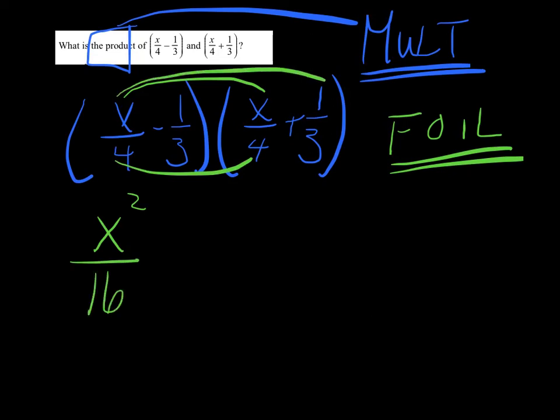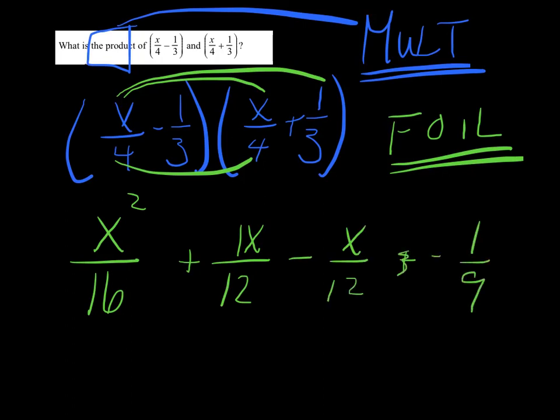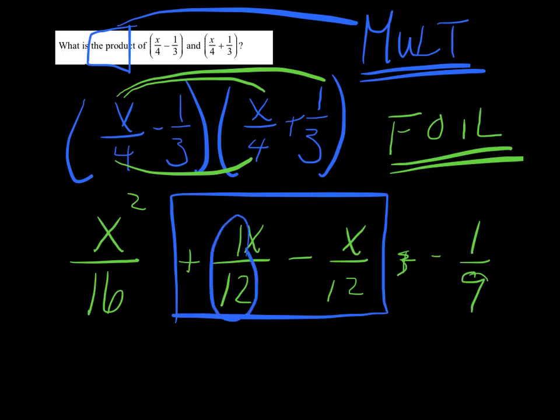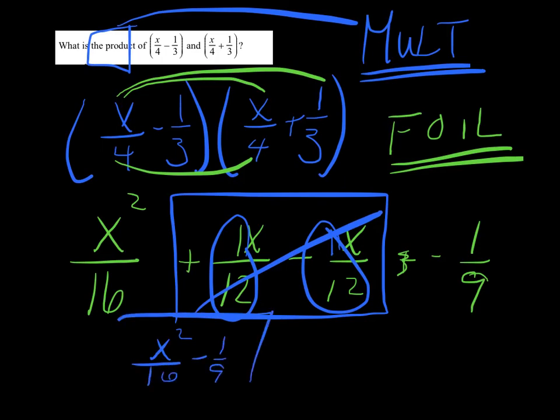Outer terms, plus 1 over x and 12, minus x over 12 plus, minus 1/9. Okay, at this point, if you can't do it, grab a calculator. Like terms would be these two. I have 1/12 minus 1/12. I think those are a wash, and I get x squared over 16 minus 1/9. Now, some of you like to play with that even further. You're done. Once you've foiled and put your like terms together, we're finished.